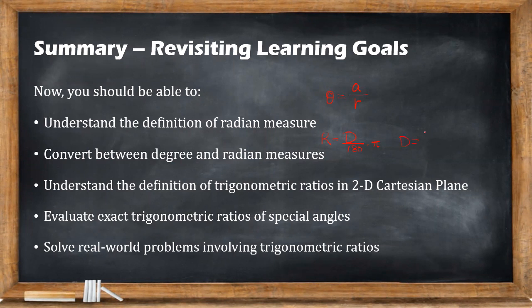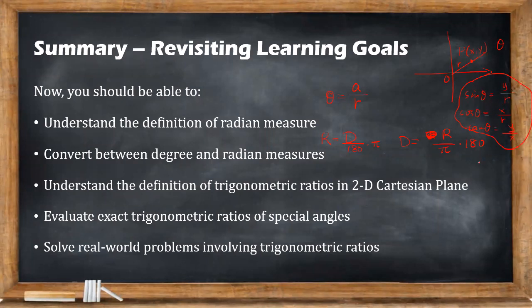And degree measure is radian measure over pi times 180. Understand the definition of trigonometric ratios in the 2D Cartesian plane. So in the 2D Cartesian plane, for any angle theta, the trigonometric ratios are defined as follows. First of all, we can find any point on the terminal side, right? For example, sine theta is defined as y over r, where r is the distance between this point and the origin. And cosine theta is defined as x over r, right? And tangent theta is defined as y over x, right? These three ratios are called primary trigonometric ratios.